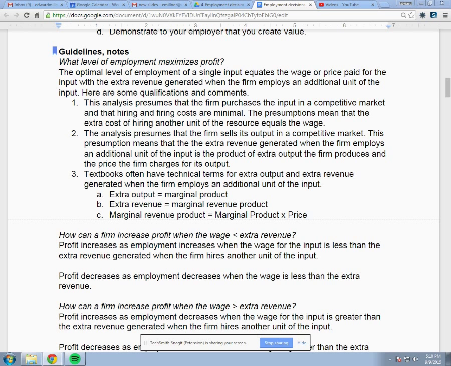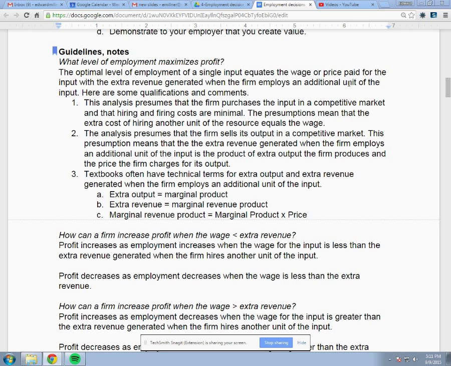Third, textbooks often have technical terms for the extra output and extra revenue. Extra output is called marginal product. Extra revenue is called marginal revenue product. And the marginal revenue product in that setting would be marginal product times price. I'm going to stick with the simpler, more intuitive terms, extra output and extra revenue.